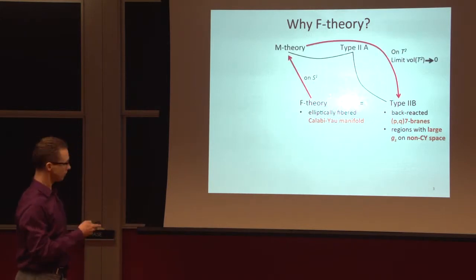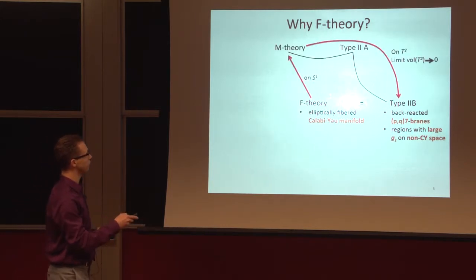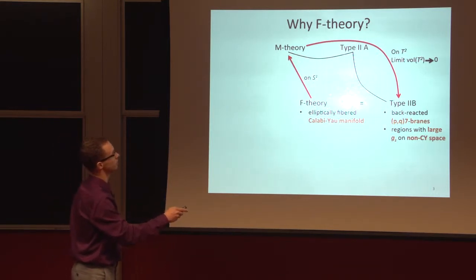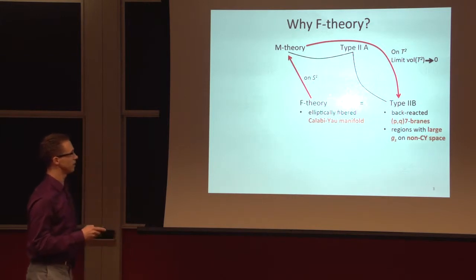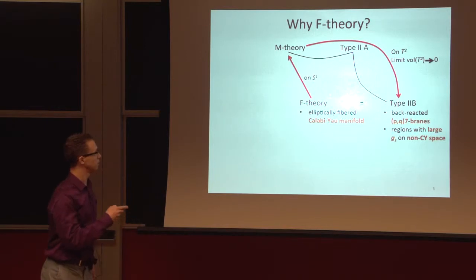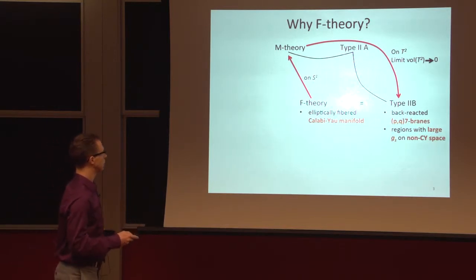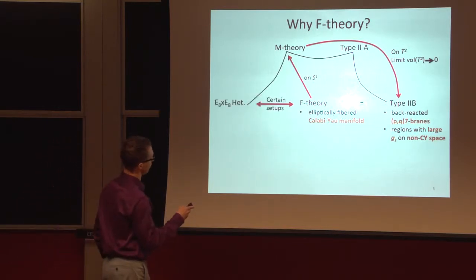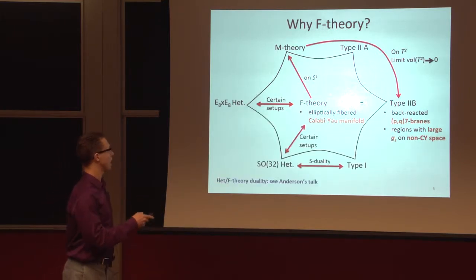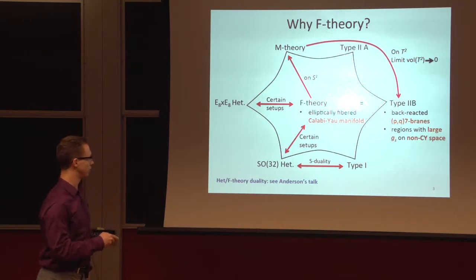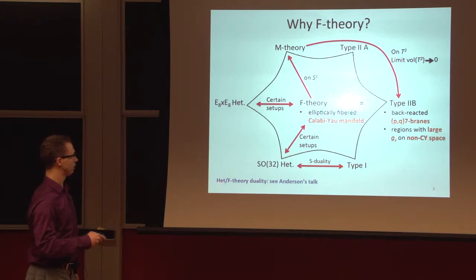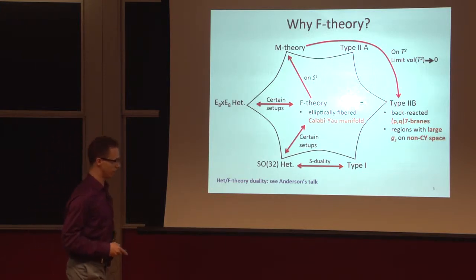So in certain contexts, it's actually also useful to think about F-theory as a limit of M-theory on T2, where the volume of this torus has been taken to 0. Or equivalently to say that F-theory on S1 is the same as M-theory. So certain setups of F-theory are actually dual to the E8 times E8 heterotic string. And again, other setups are dual to the SO32 heterotic string. And I think we will hear much more about these nice dualities in the talk of Lara Anderson.